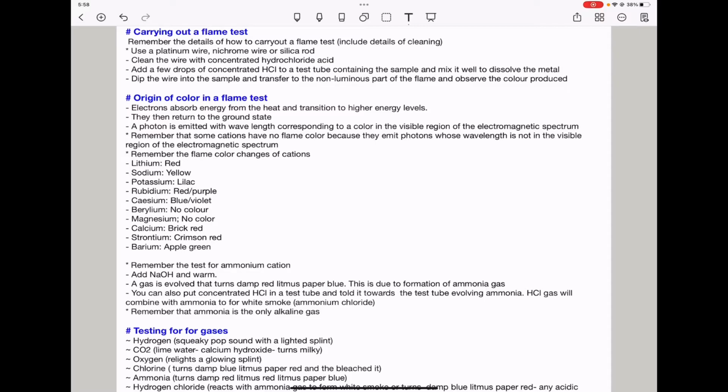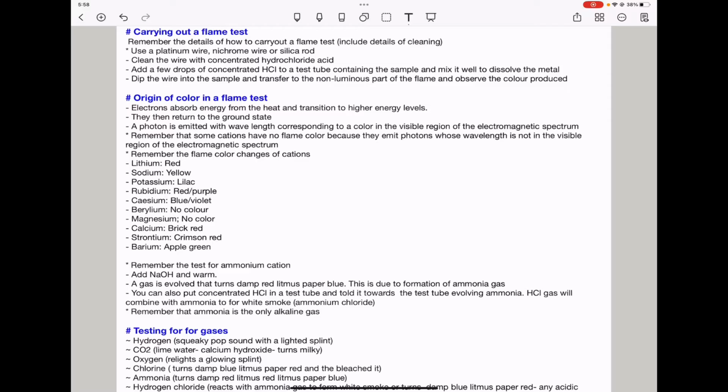Another common question can be asking about the origin of color in a flame test. Remember that electrons absorb energy from the heat and transition to higher energy levels. They then return to the ground state, and a photon of light is emitted. This has a wavelength that corresponds to a specific color in the visible region of the electromagnetic spectrum, and that is the color you observe.